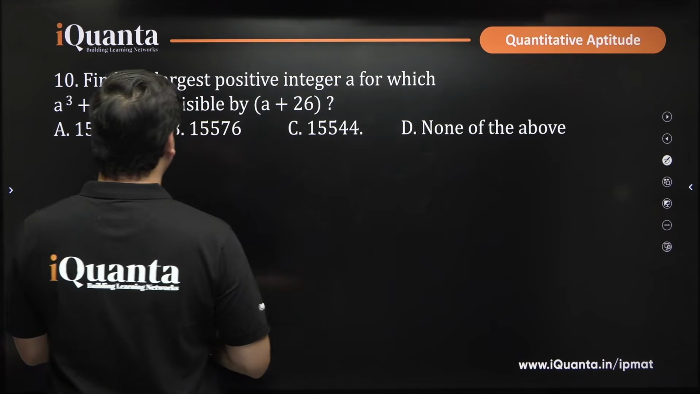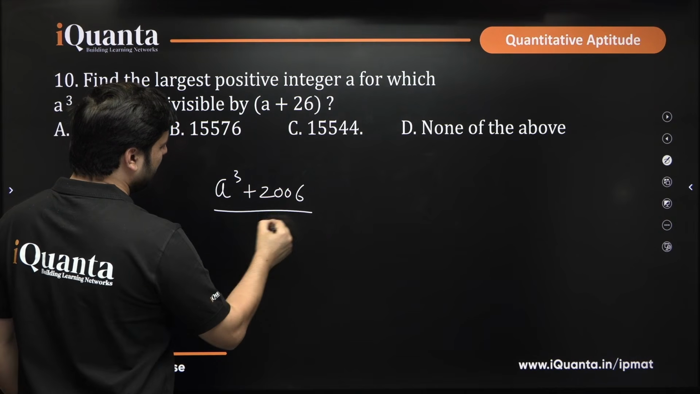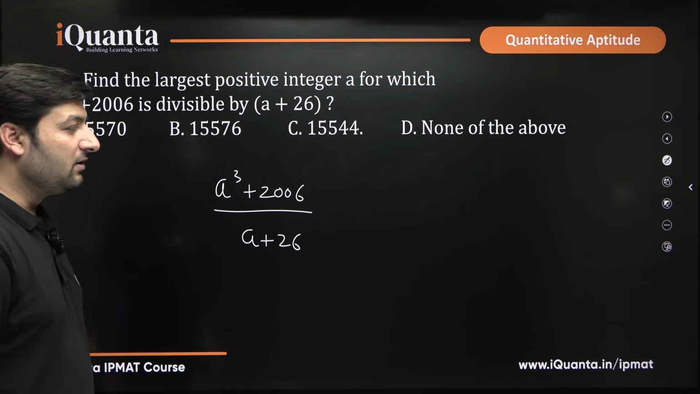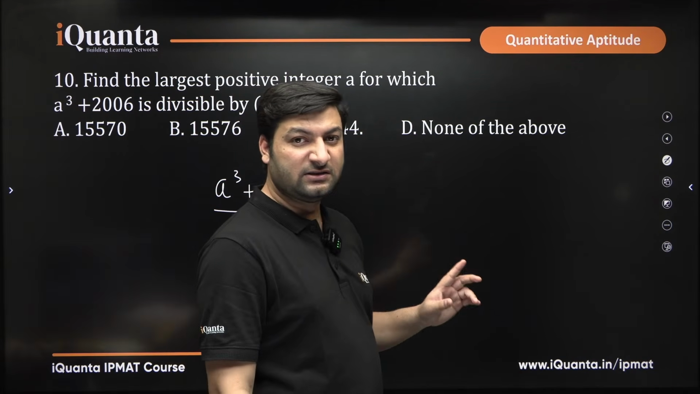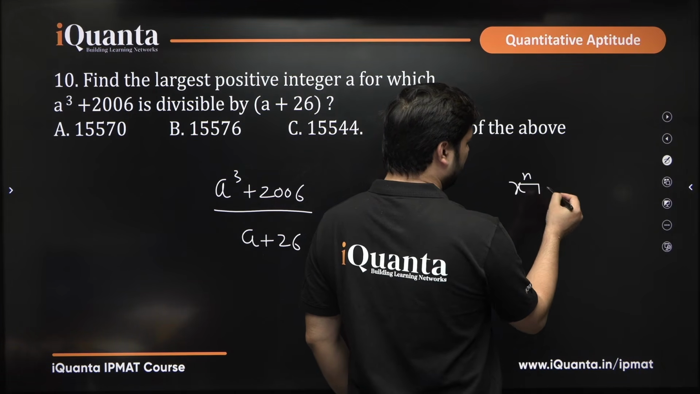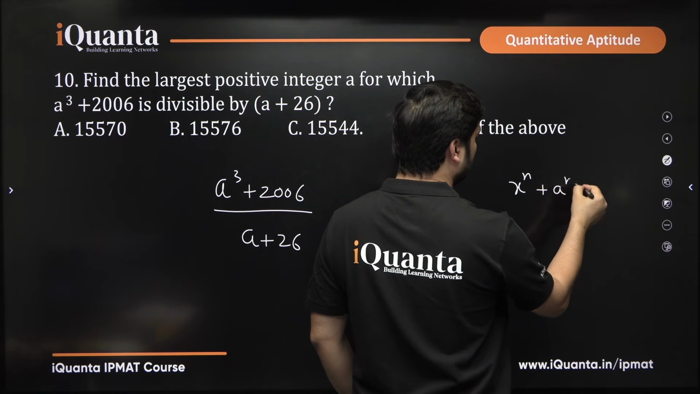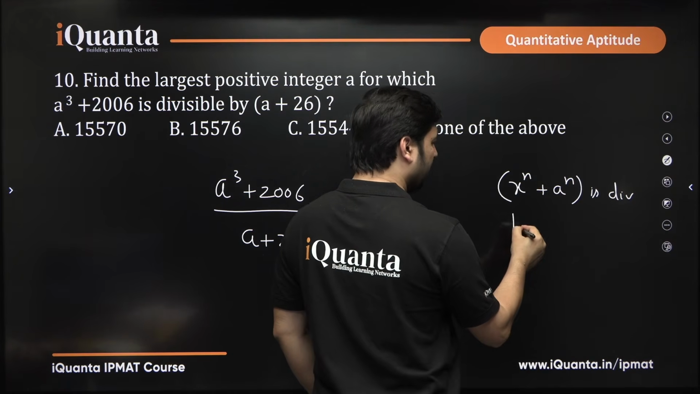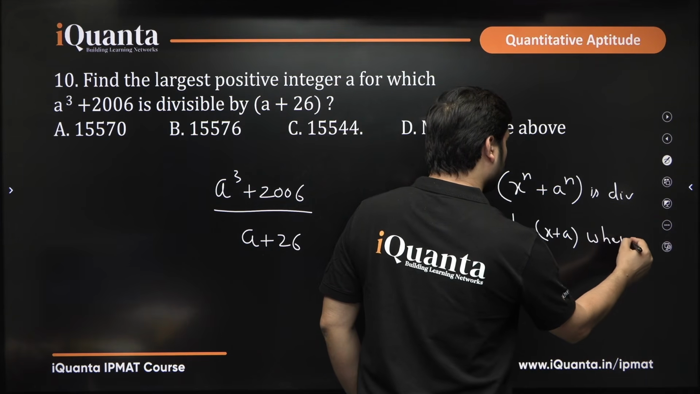See, we have to divide a cube plus 2006 by a plus 26. We have to find out the largest value of a which can divide it. Fine. This is a cube, this is a. Always remember, we study this in number system that whenever you have something of this form, x to the power n plus a to the power n is divisible by x plus a when n is odd.